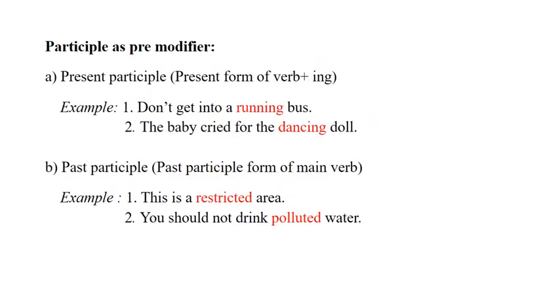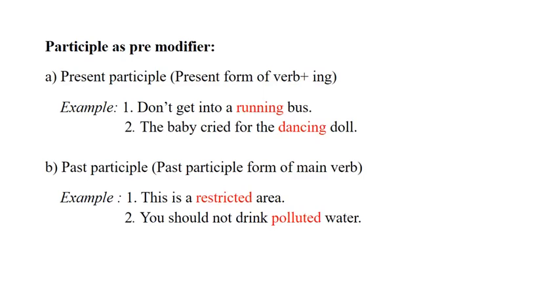Now, participle as pre-modifier. We use two types of participles as modifiers. One is present participle and the other is past participle. At first, present participle as pre-modifier. You can form present participle by adding ing to the base form of the verb. Please note that we normally add ing to the base form of the verb to form the sentences of continuous tenses. So, a present participle is considered to be a modifier when it is used as an adjective before a noun, not as the verb of continuous tenses.